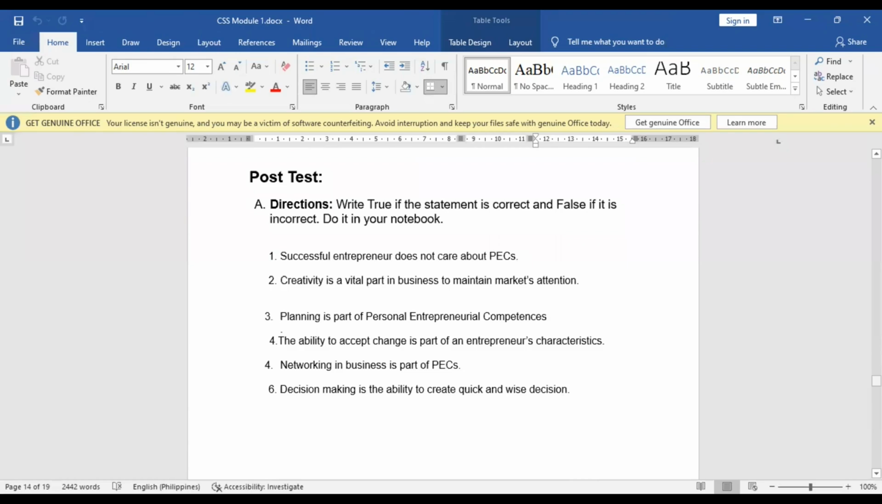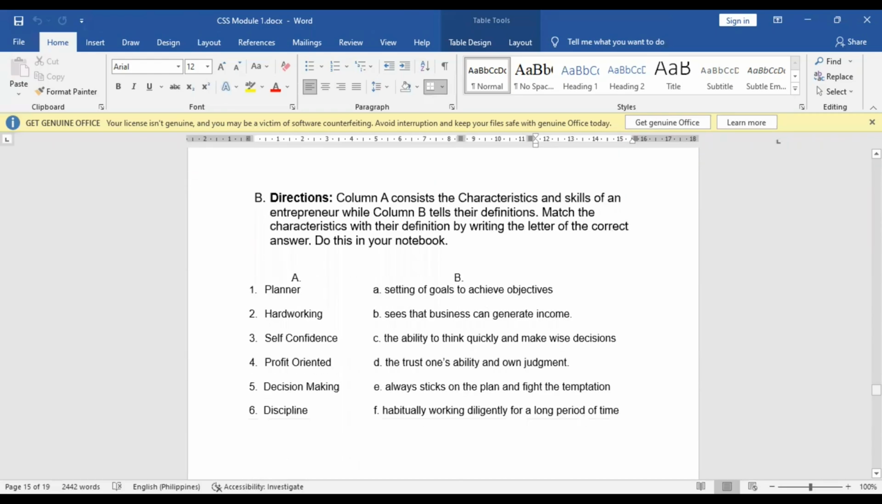Directions. Write true if the statement is correct and false if it is incorrect. So, true or false ni ang sa part A sa post-test. Sa part B, directions, column A consists the characteristics and skills of an entrepreneur, while column B tells their definitions. Match the characteristics with their definition by writing the letter of the correct answer. Do this in your notebook. So, matching type. So, base sa atong na-discuss and base sa mga pagbasa sa module, unsa ba ang description diri sa letter A or unsa ang appropriate description na nag-match sa letter A.